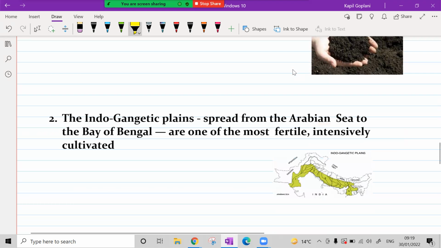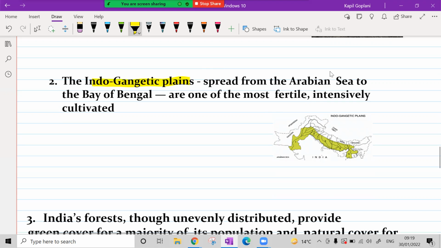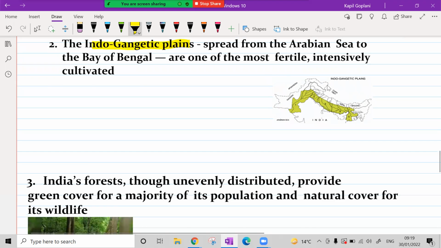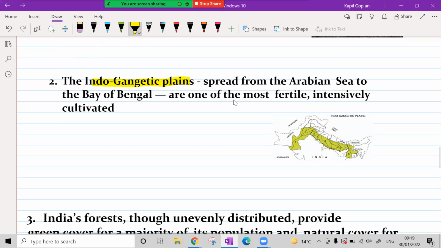Secondly, the Indo-Gangetic plain, if you have heard about it, it is a plain you can see in the image. It spreads from the Arabian Sea and goes towards the Bay of Bengal. That overall is the most fertile, because most of the rivers are there. So the Indo-Gangetic plain is also a very good resource for India, and mostly it is fertile land. Here your food crops are grown and it is intensely fertile. This is the condition of the environment which is being told.